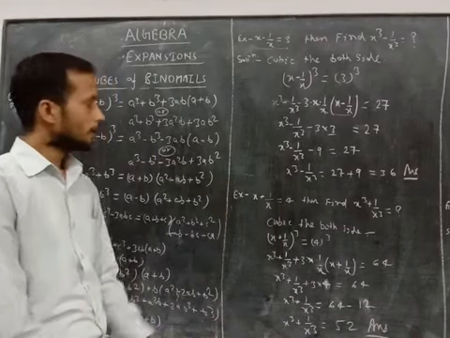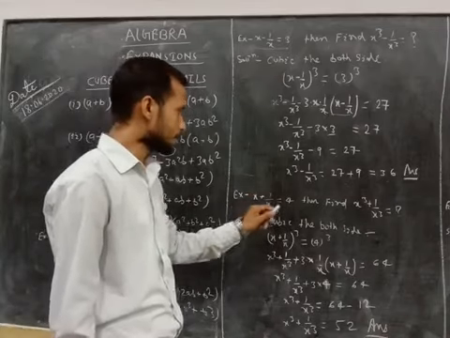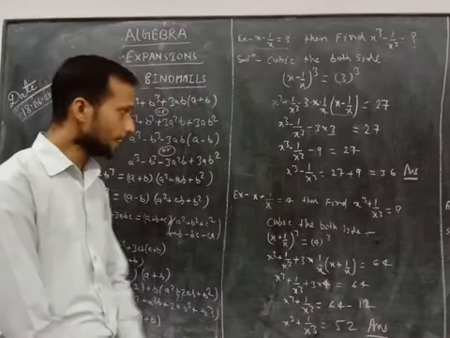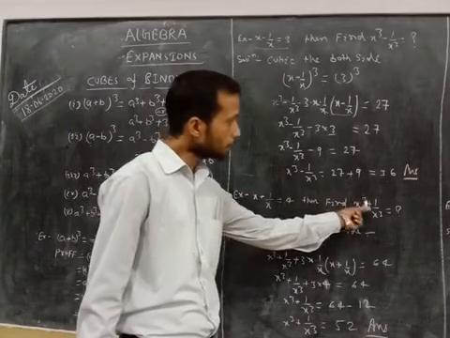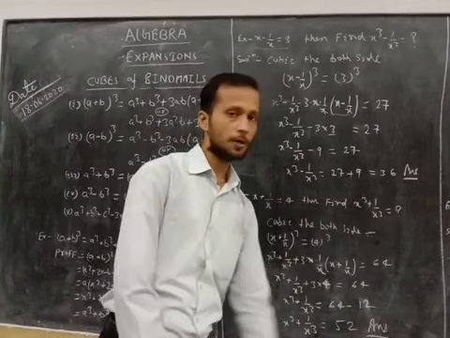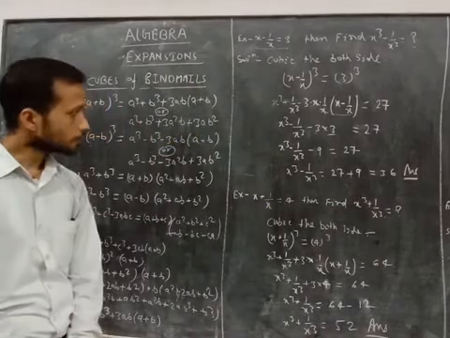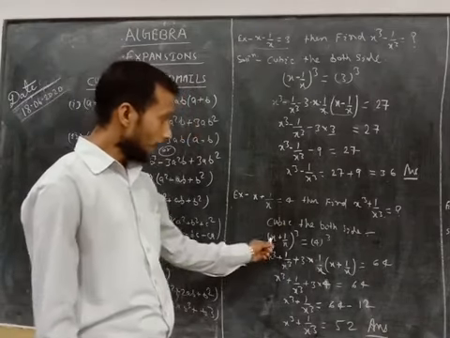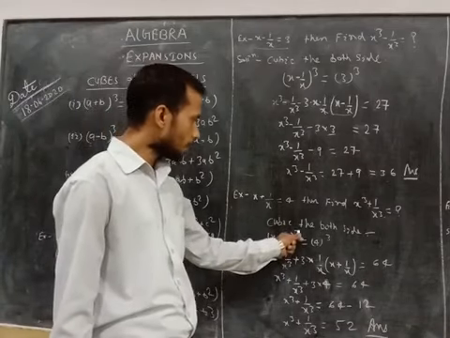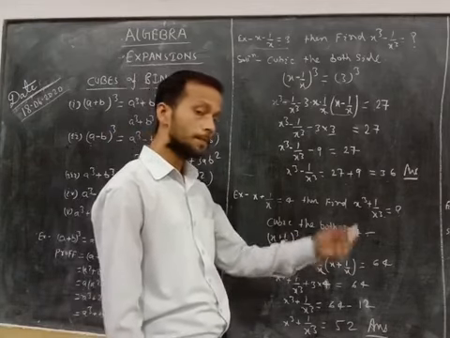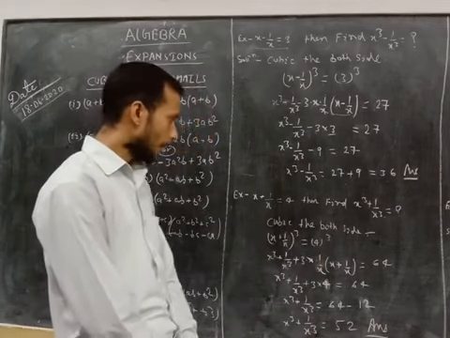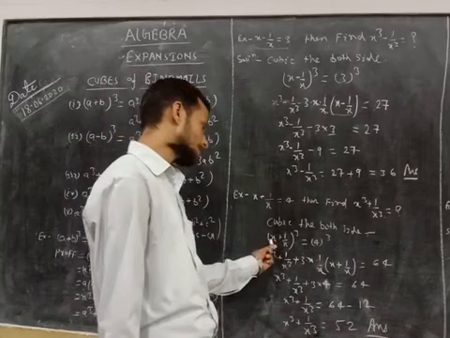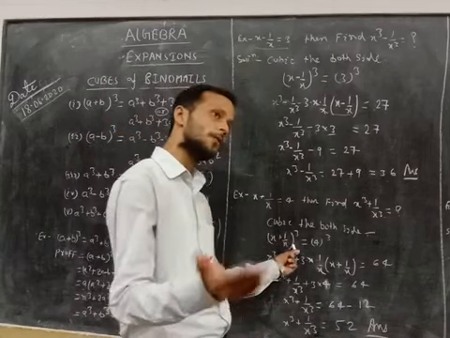Next example: x plus 1 by x is equal to 4. Then find x cube plus 1 by x cube is equal to what? Again cubing both sides. (x plus 1 by x) to the power 3 is equal to 4 to the power 3, whole cube. And this is in the form of (a plus b) to the power whole cube.